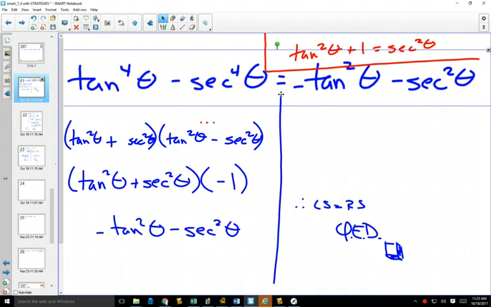Okay, practice ones. More proofs. 3, 5, 6, I, 7, I, and 9I.